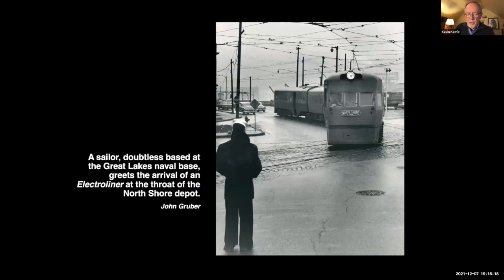If the photographer had turned around in that picture and faced the opposite direction, this is approximately the scene he would see. In this case, it's John Gruber, getting a photograph of a sailor, doubtless based at the Great Lakes Naval Base down at North Chicago, greeting the arrival of an electroliner at the throat of the North Shore Depot. Milwaukeeans downtown for generations got used to all kinds of young sailors hanging around downtown on their weekend leave, and they all used the North Shore to get here.